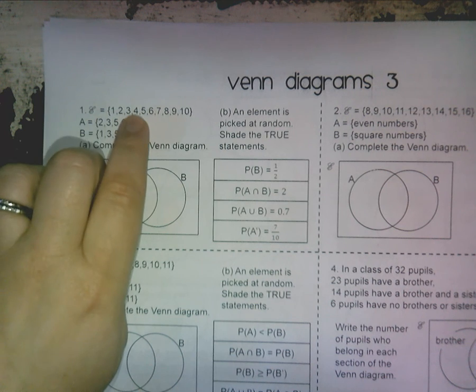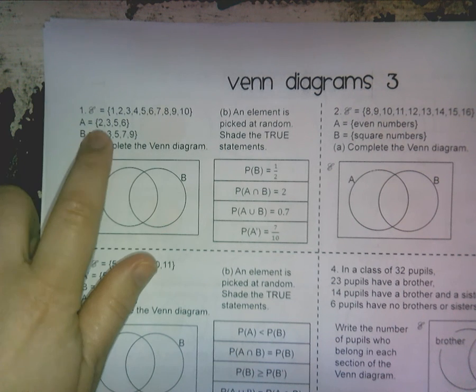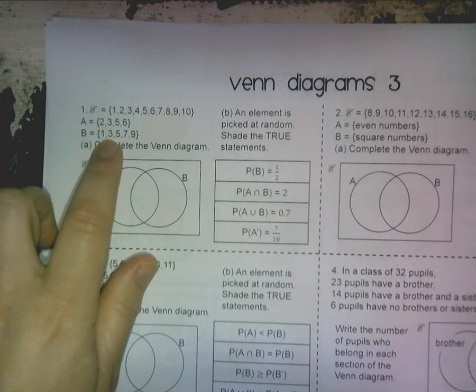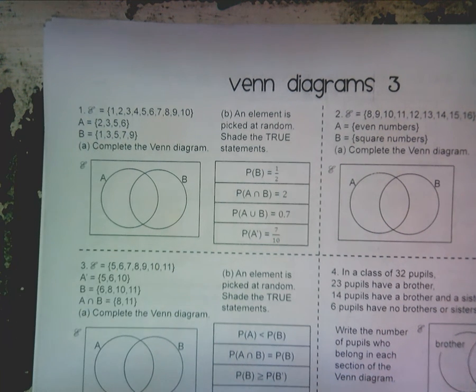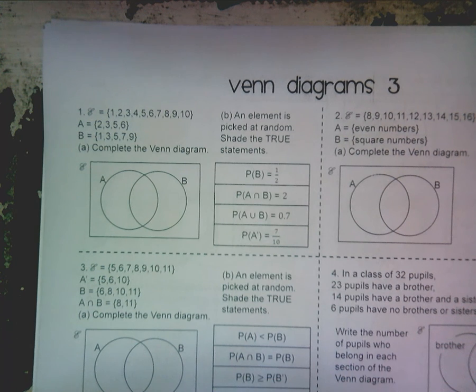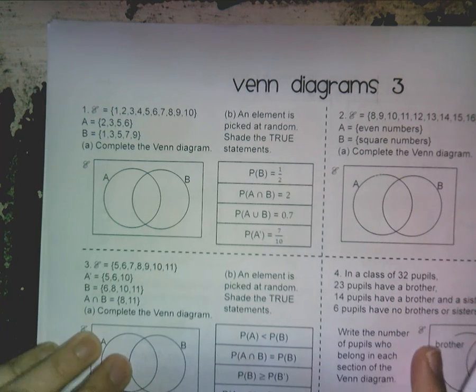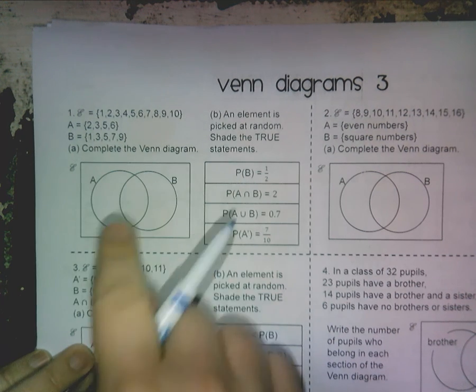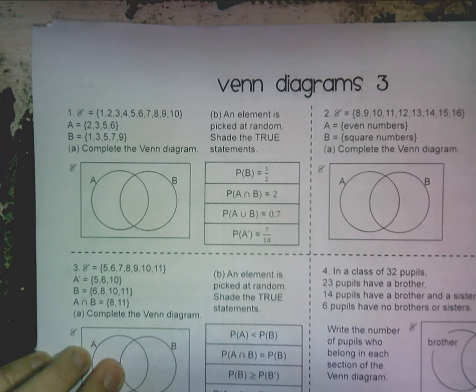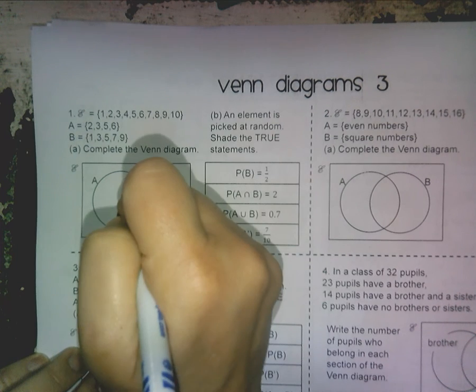These are your elements, 1, 2, 3, 4, 5, 6, 7, 8, 9, 10. A has 2, 3, 5, and 6. B has 1, 3, 5, 7, and 9. We're going to complete the Venn diagram. We'll do this one together and then you should be able to do the rest, okay? So A has 2, 3, 5, and 6, and B has 1, 3, 5, 7, 9. So what should go into the intersection? What numbers? 3, 5.